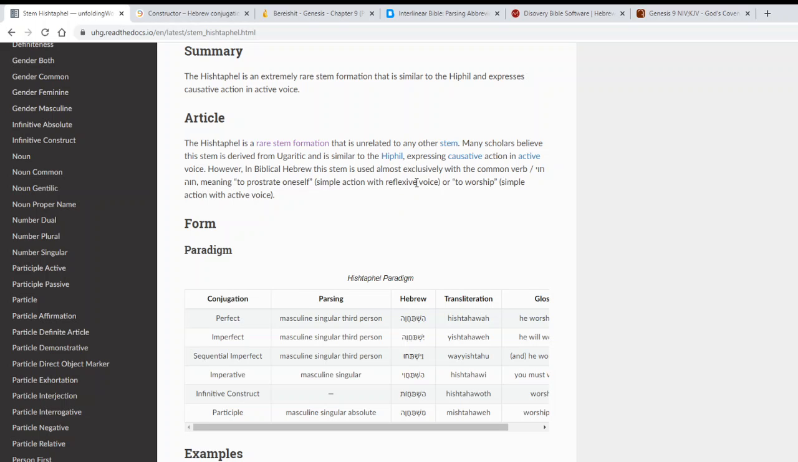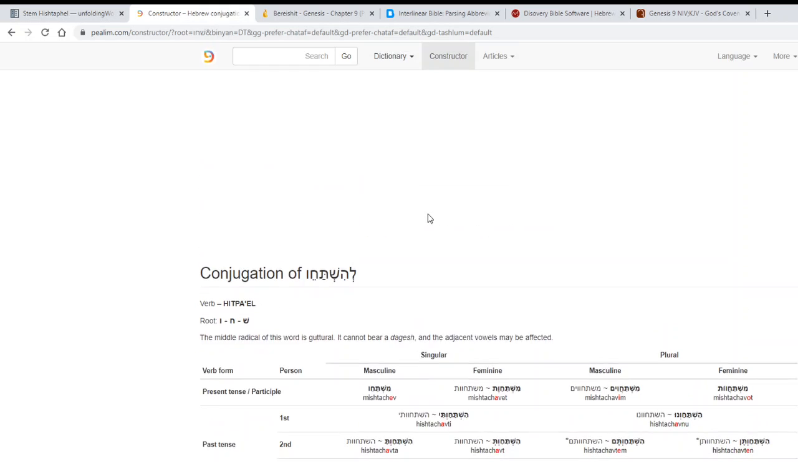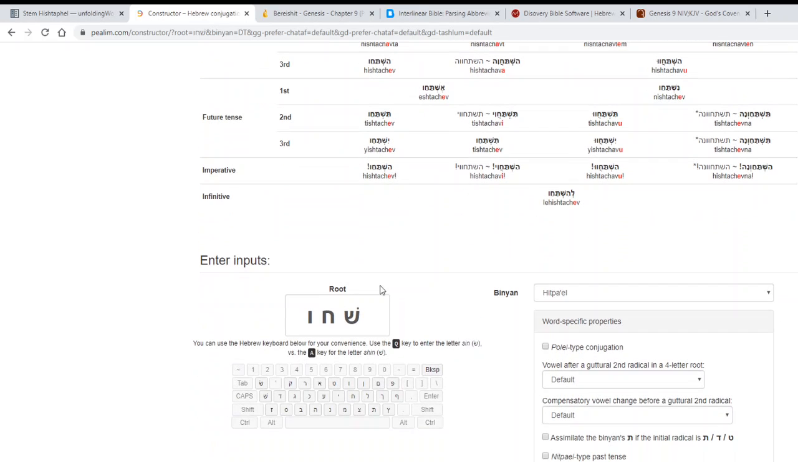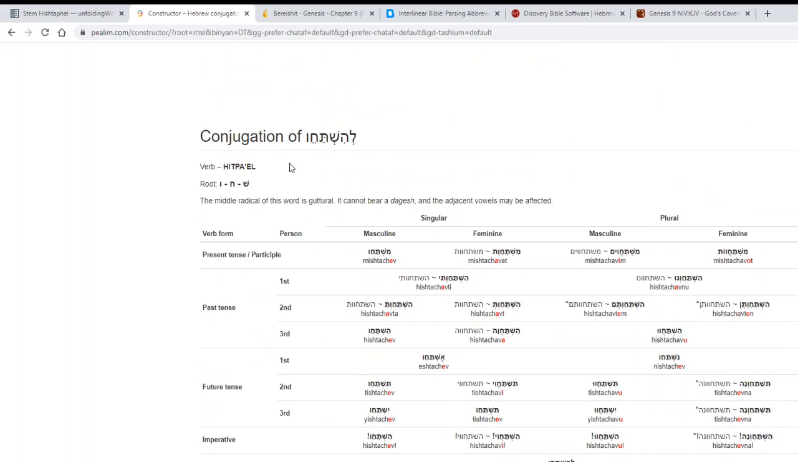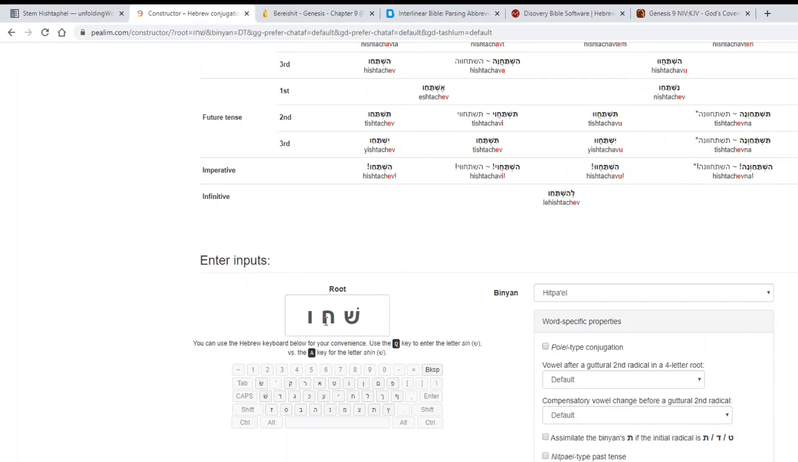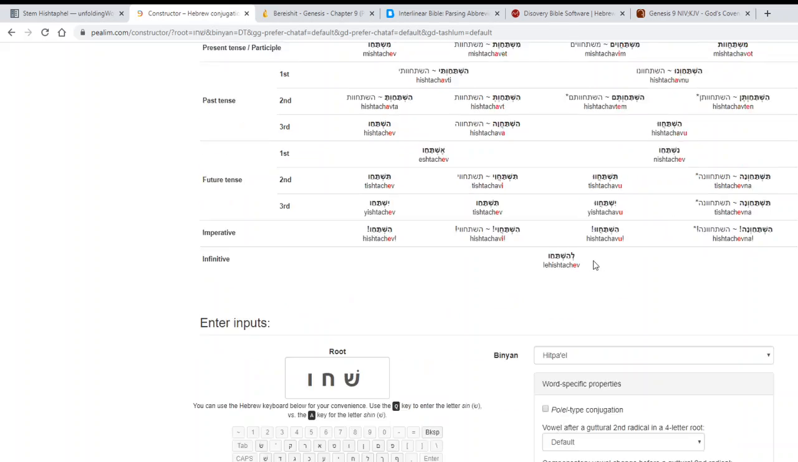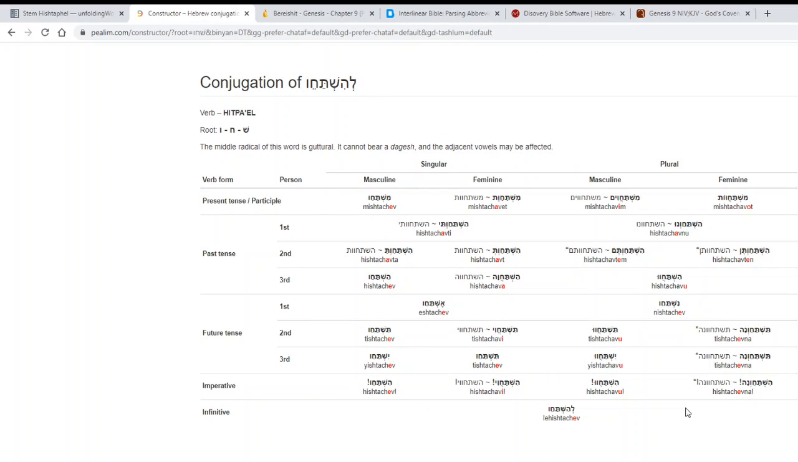I think the vast majority of people who know Hebrew simply see the verb hishtachaveh and they think, oh, well, if we say that the root is shin het vav, and this is in the hitpa'el, so this constructor, what I really love about it is you can create a root, and you can ask it to go ahead and conjugate it for you, and it'll go ahead and conjugate that verb.